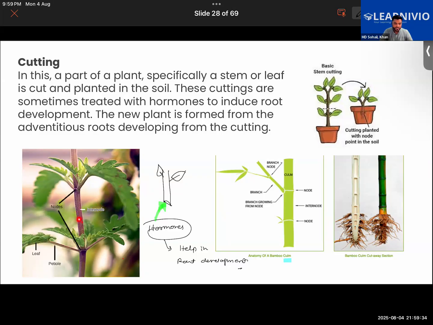It should have a node in it. Look at this here. From where are we cutting it? From here. Getting it now? So that it will have a node in it. Getting it, Halima? Getting it, Ibrahim and Salman?